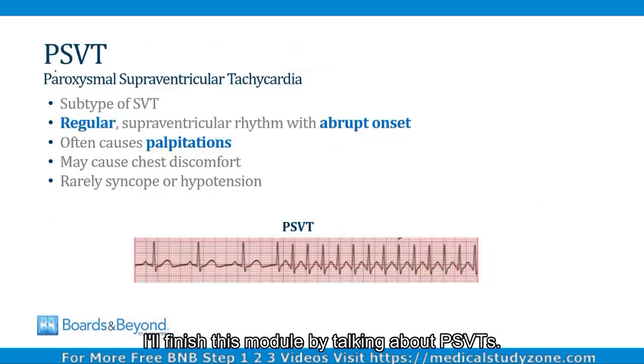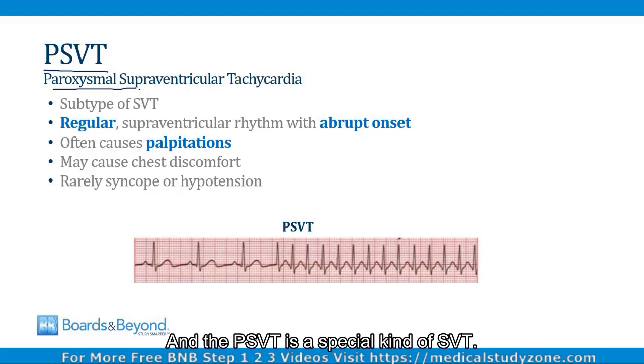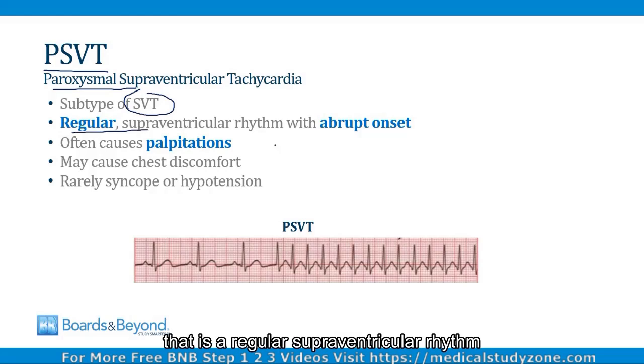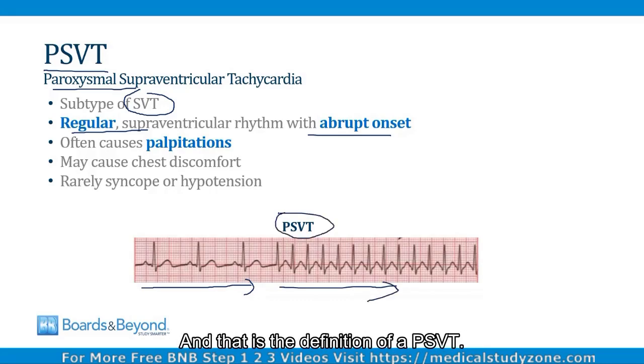I'll finish this module by talking about PSVTs. A PSVT is a paroxysmal supraventricular tachycardia, and a PSVT is a special kind of SVT. In a PSVT, there is a tachycardia that is a regular supraventricular rhythm that has an abrupt onset and usually an abrupt offset. If you look at the bottom of the screen, this is an ECG example of a PSVT. At the beginning of the ECG, this patient has a normal sinus rhythm. And then there is the abrupt onset of a regular supraventricular tachycardia, and that is the definition of a PSVT.